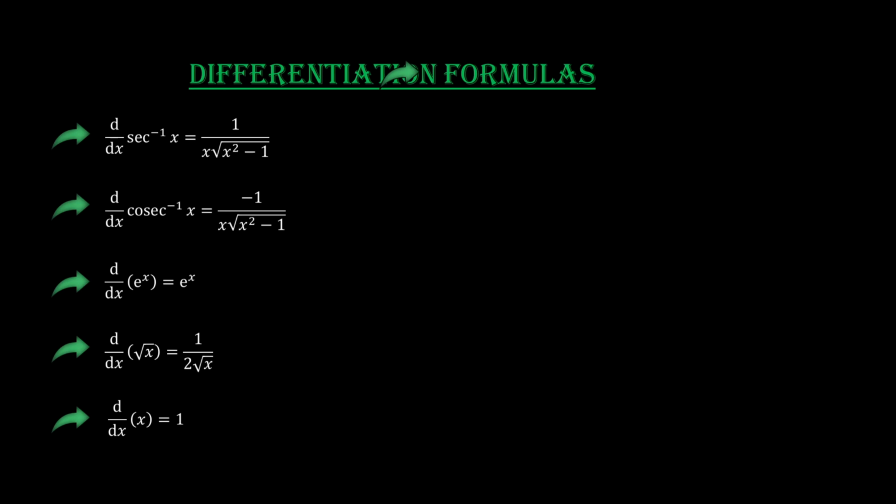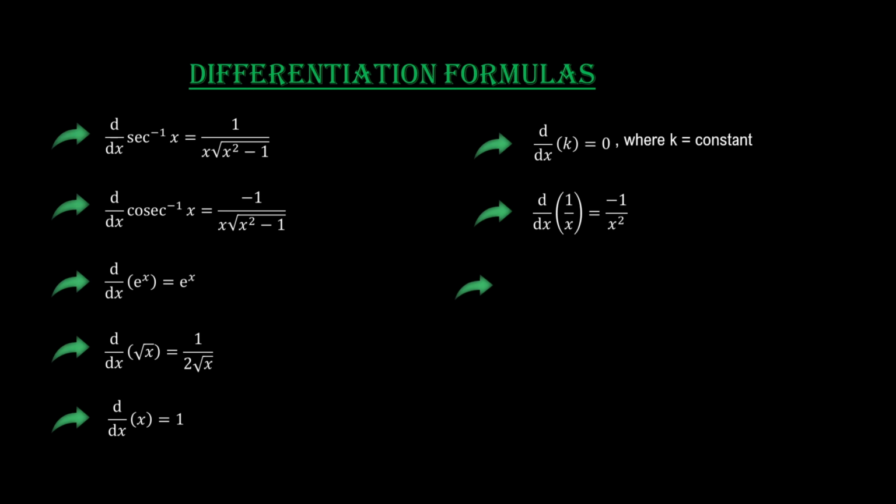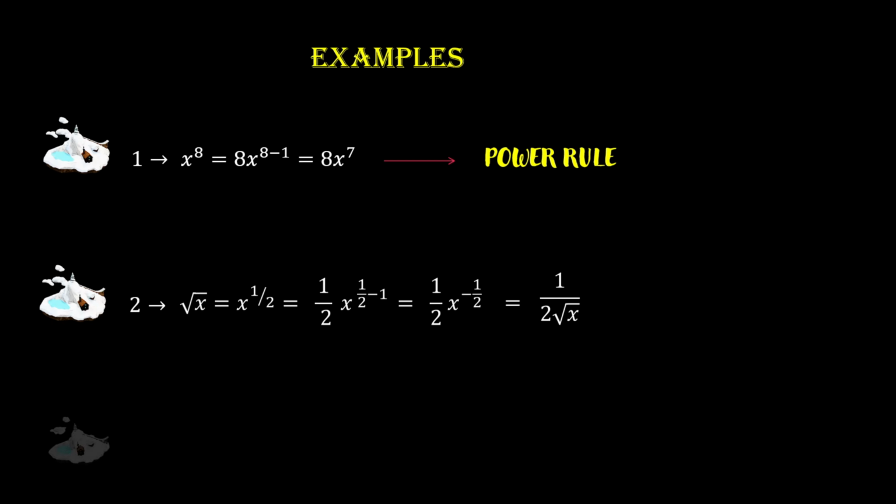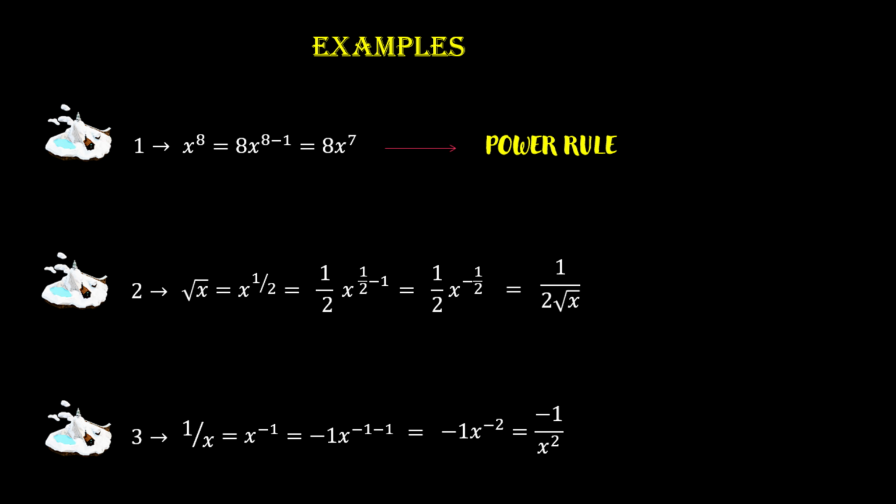Differentiation of k is equal to 0, where k is a constant. And differentiation of 1 by x is minus 1 by x squared. And the explanation for this is 1 by x can be written as x to the power minus 1. And now applying the power rule, it becomes minus 1 x to the power minus 1 minus 1, which becomes minus 2, where the final answer is minus 1 by x squared.